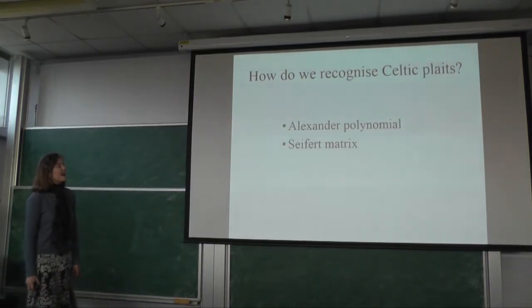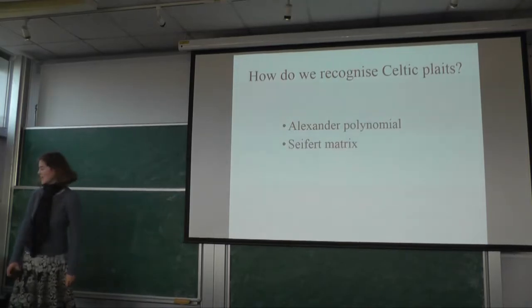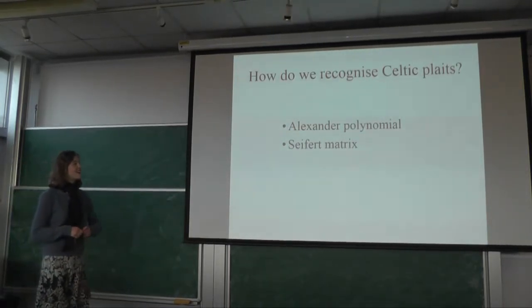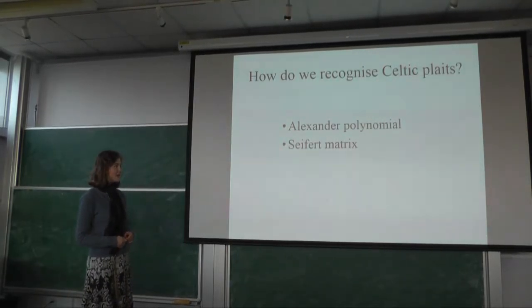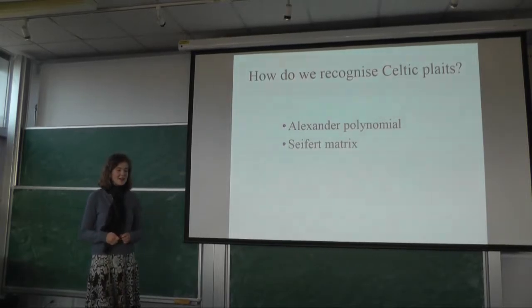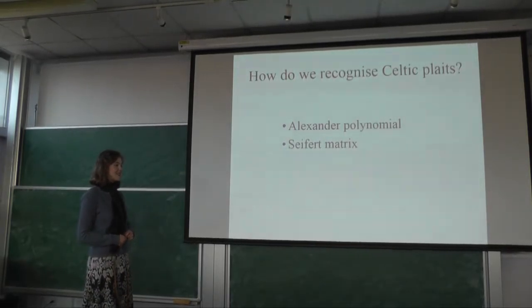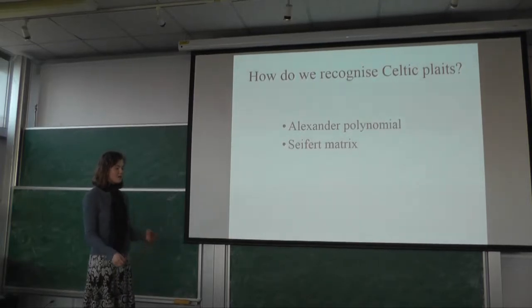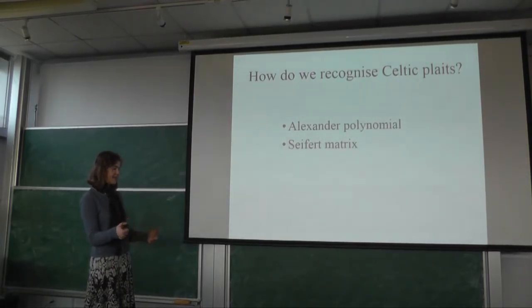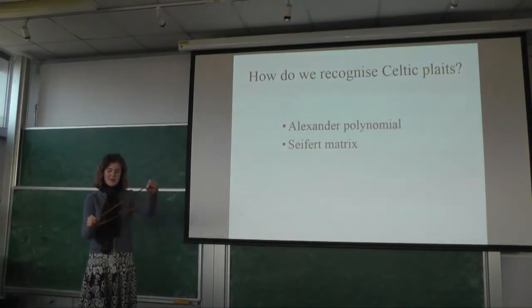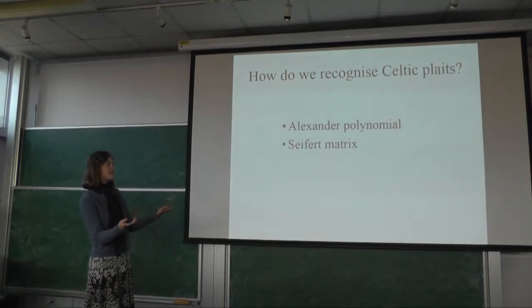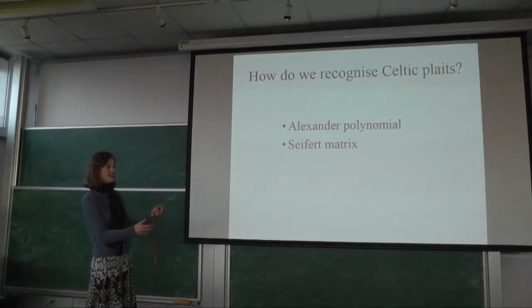Okay, so how can we recognise these Celtic plaits? Well, there's something called the Alexander polynomial, and this is a knot invariant. What that means is, if you have a given knot and you calculate its Alexander polynomial, the polynomial you get will be the same, even if you've calculated it for different projections of the knot. That means different ways of tangling it up, just as long as you've not actually undone the circle.